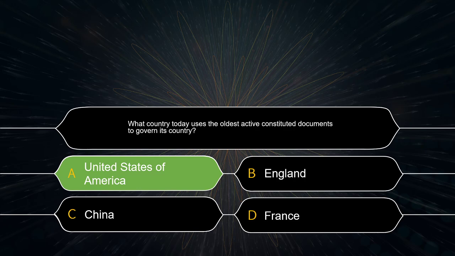And it's not Vatican City. Do you know what the oldest one is? I'll let you look that one up with Google. So here are the questions.